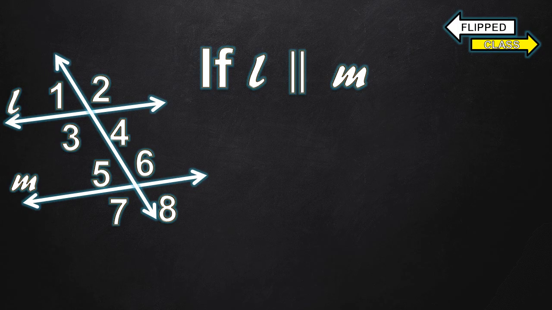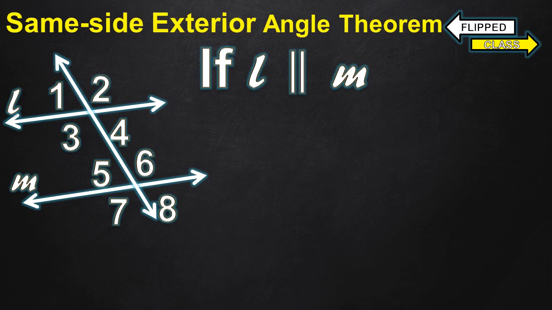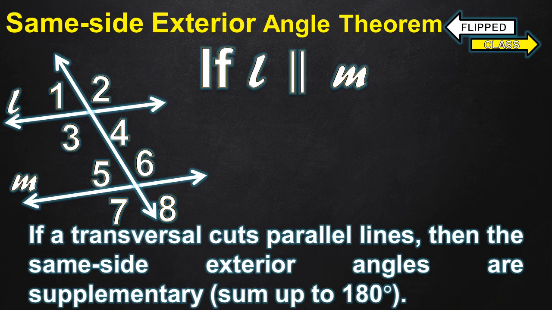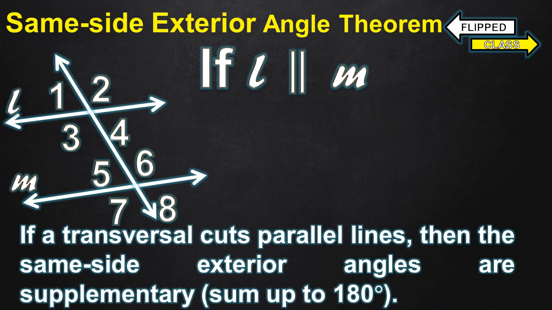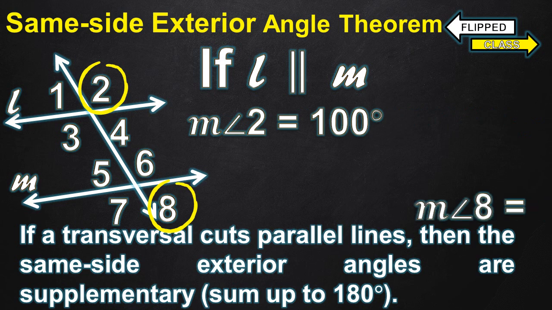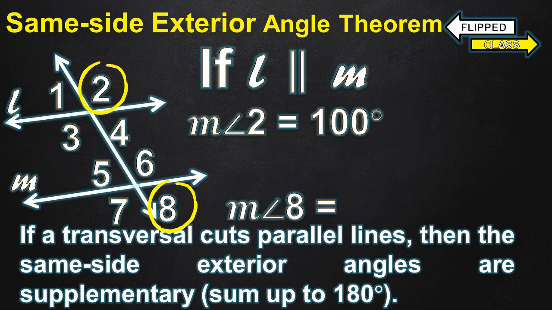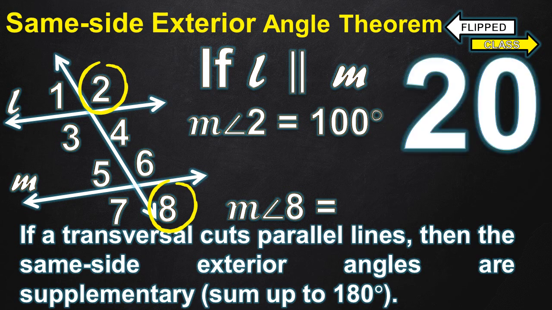And lastly, the last theorem we need to learn is named as same side exterior angle theorem. The same side exterior angle theorem tells us that if a transversal cuts parallel lines, then the same side exterior angles are considered as supplementary, or they sum up to 180 degrees, such as angle 2 and angle 8 here. Need to show this first before accepted as true again. Now, if we assume that the measurement of angle 2 is 100 degrees, we need to show a specific measurement for angle 8 that makes them supplementary. Let's have 20 seconds for that.